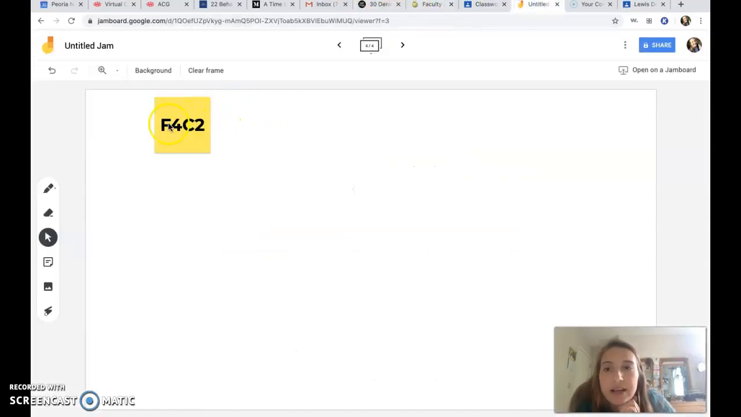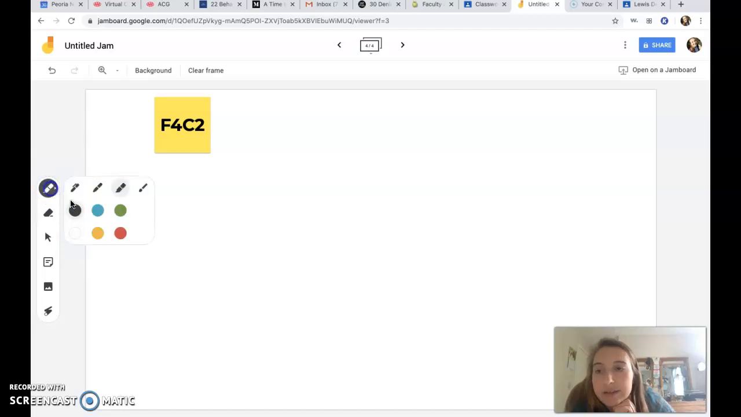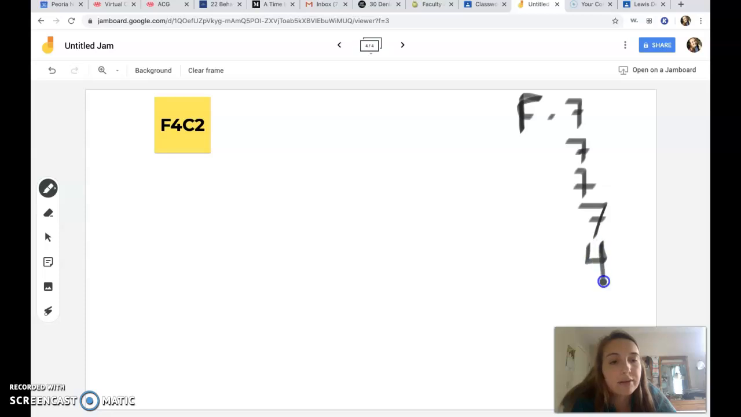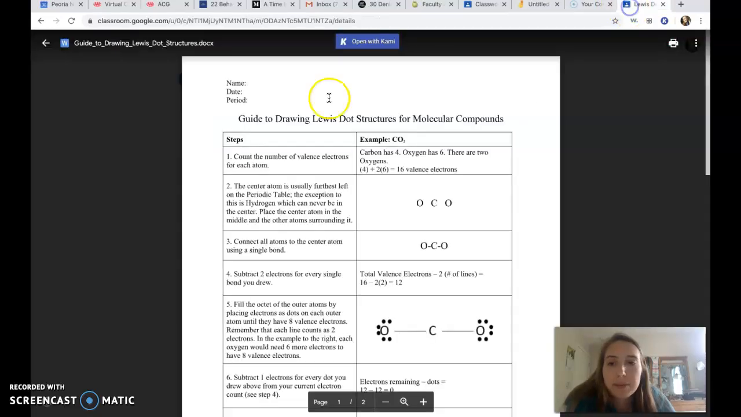So if I say 4 fluorines, fluorine is in group 17, 7 valence electrons, I've got 7, 7, 7, and 7. Carbon's group 14, it has 4, 4. 7, 7, 7, and 7 equal 28, plus 8 equals 36. So that's how many I have, step number 1.